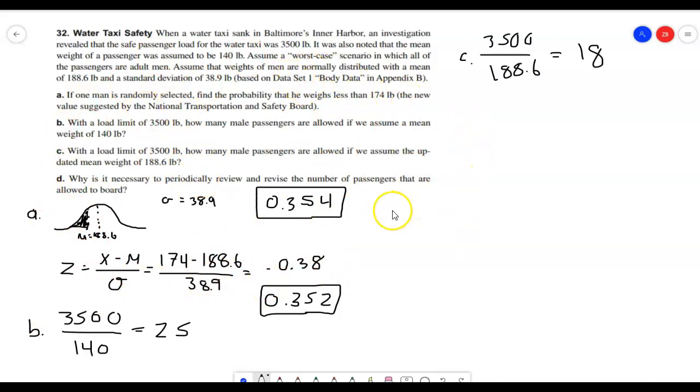And safety needs to be really important. So when we put a weight limit on something, whether it be a boat or an elevator or the capacity inside a restaurant or wherever it might be, we have to always be thinking about worst case scenarios and things like that.